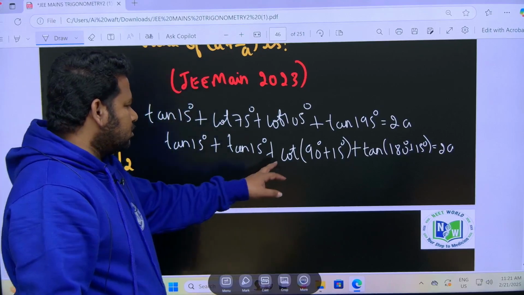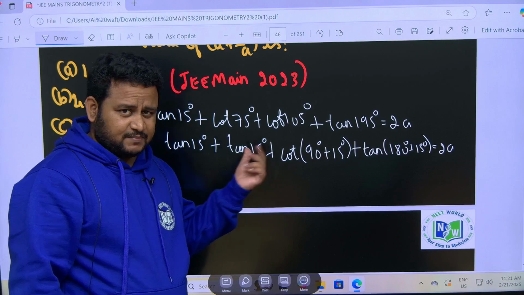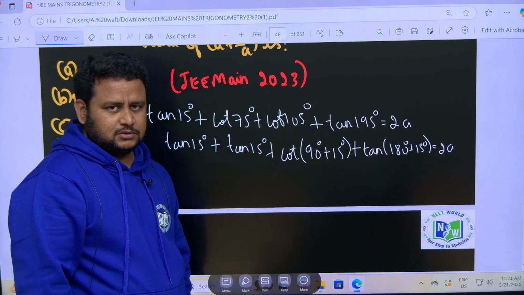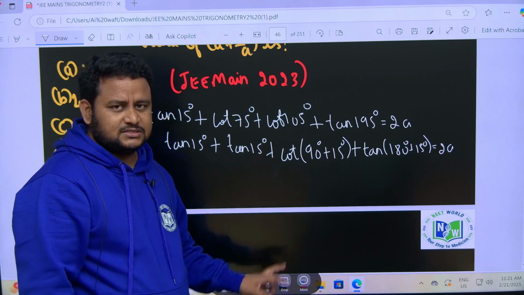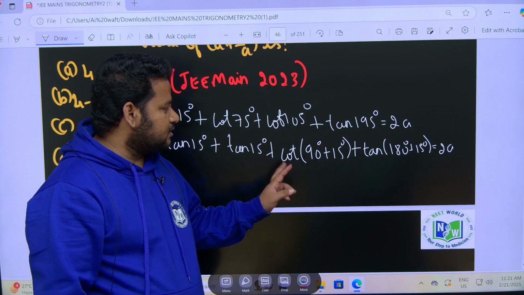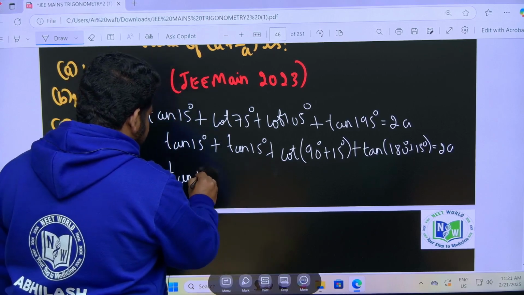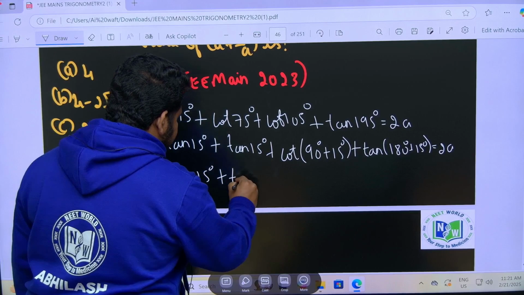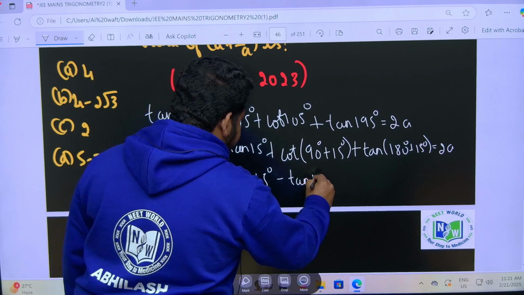Now cot of 90 plus 15 degree. Cot 90 is what? It is an odd multiple. Odd multiple means cot will become tan. But what about the quadrant? The quadrant is the second quadrant, where cot and tan are negative. So this will become tan 15 plus, minus tan 15 degree.